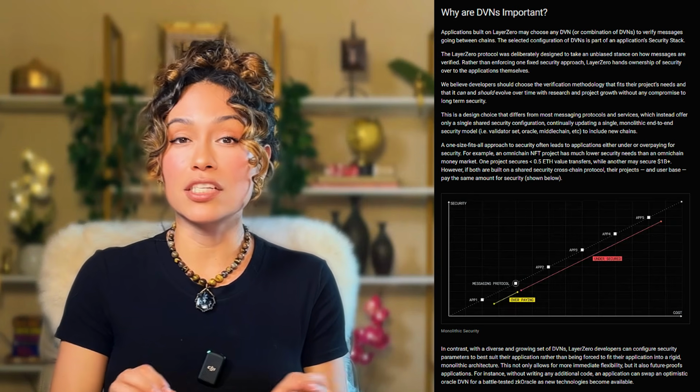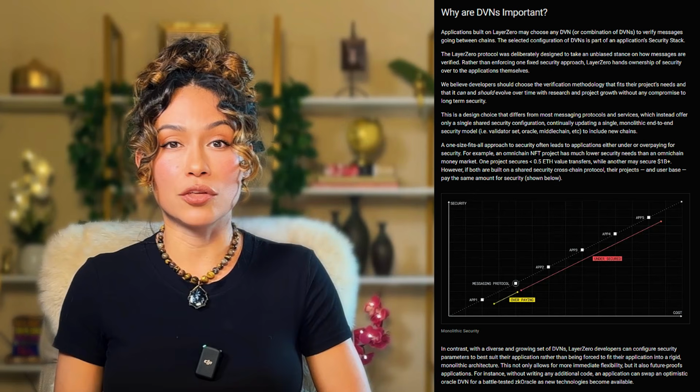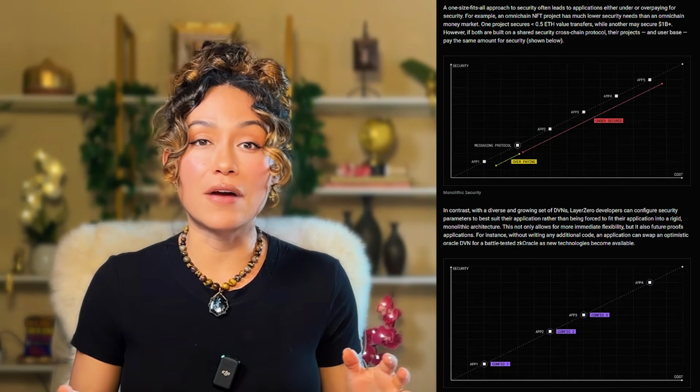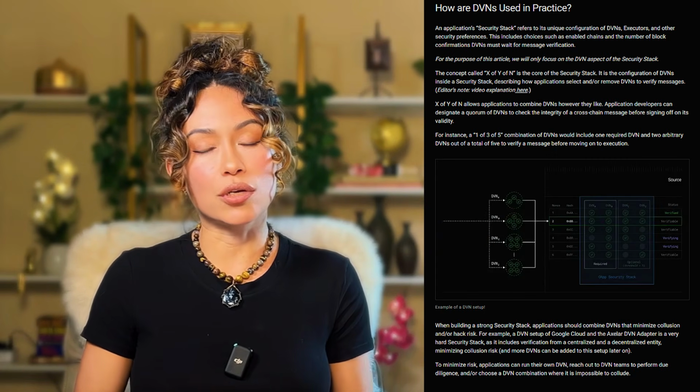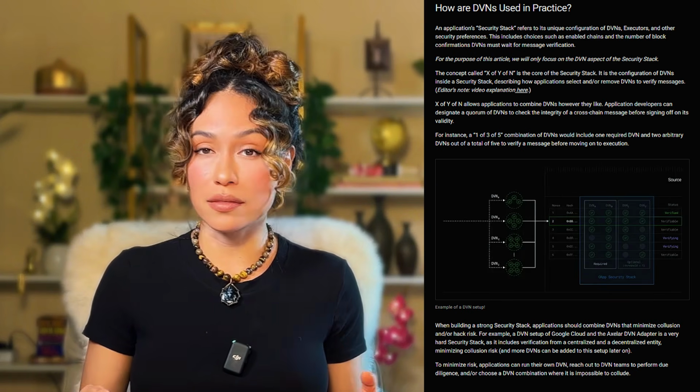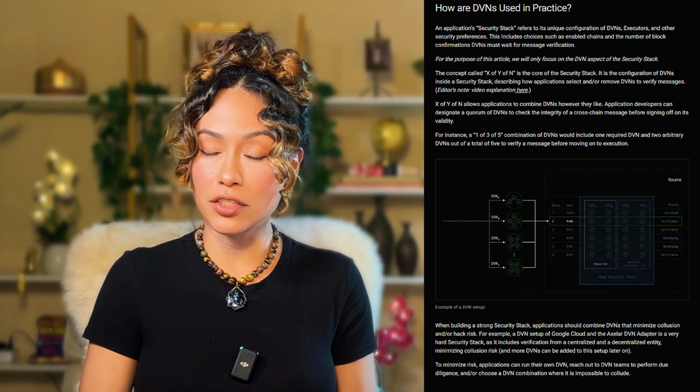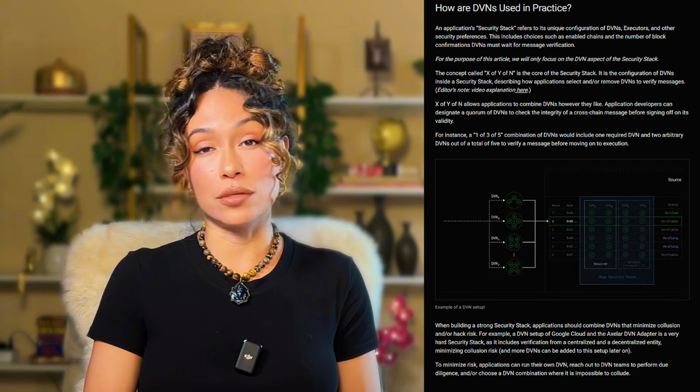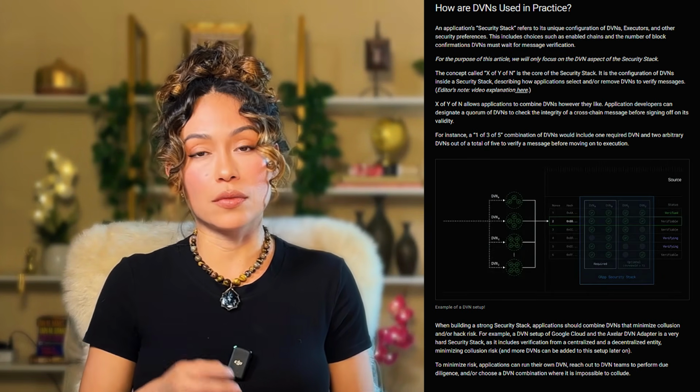And here's the critical part. Every application picks its own DVN configuration. You can use 1 DVN, you can use 3 DVNs and require all 3 to agree. You can use 5 DVNs and require any 3 of the 5 to agree. And Layer 0 calls this their X of Y of N security model. It's the most flexible cross-chain security design in the space. Their flexibility is a feature, but it's also, when misused, the vulnerability, their weakest link.